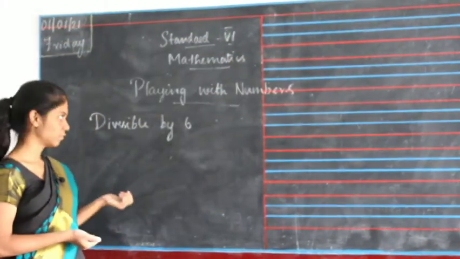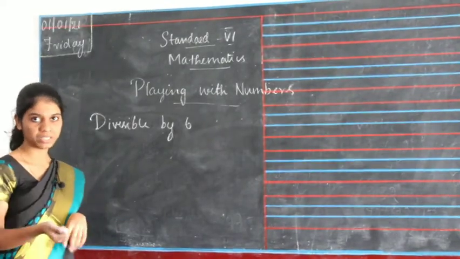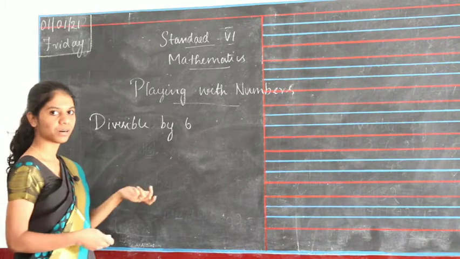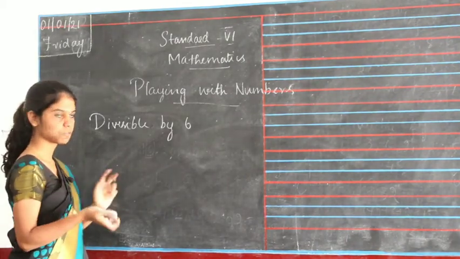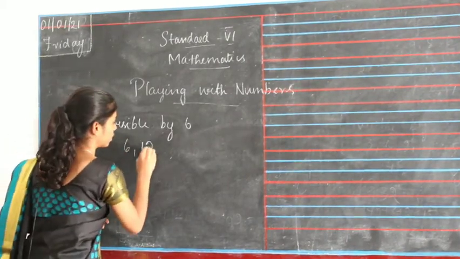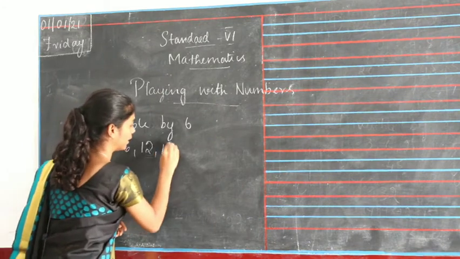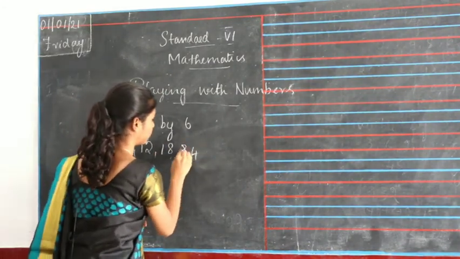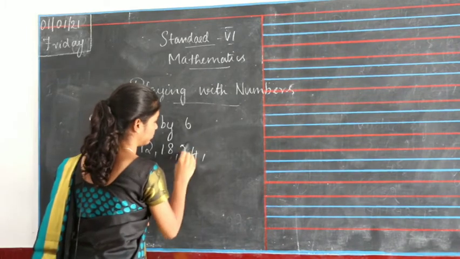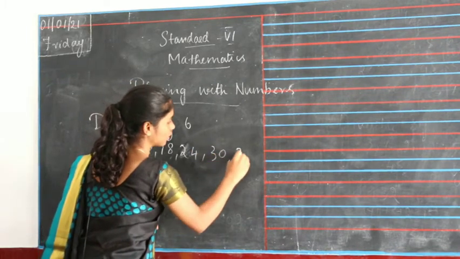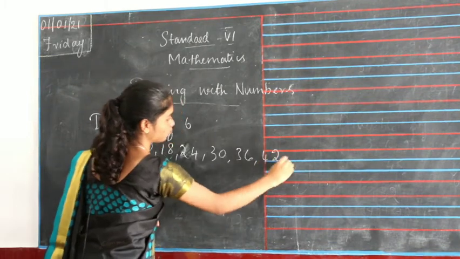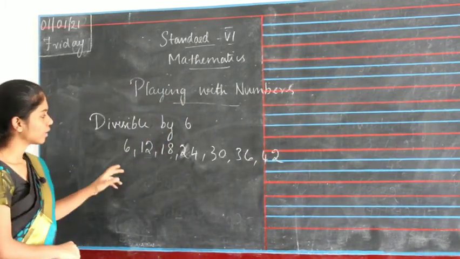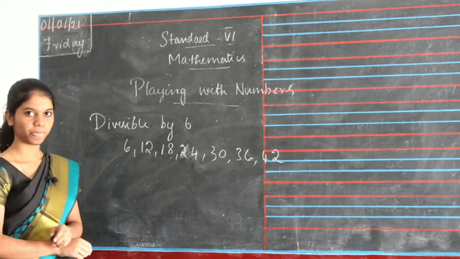Next, we are going to see whether a number is divided by 6 or not. Okay, so let's write the multiples of 6. 6, 12, 18, 24, 30, 36, 42. Okay, so can you find any pattern here?